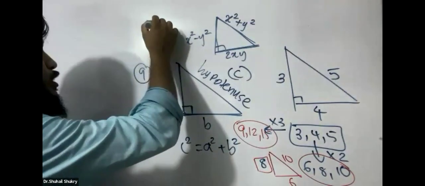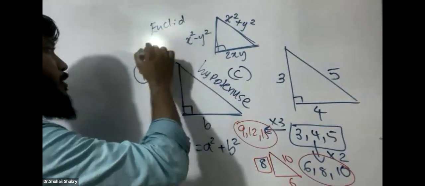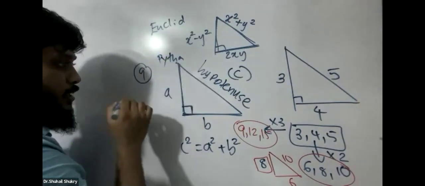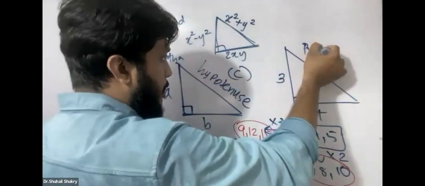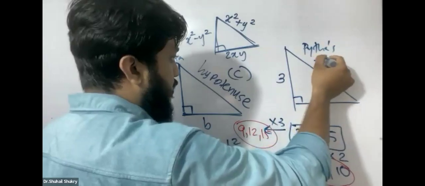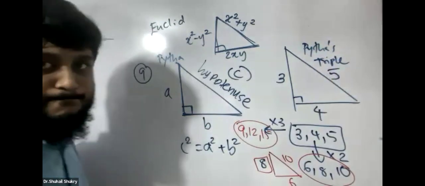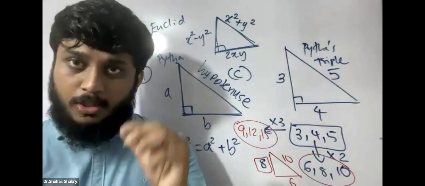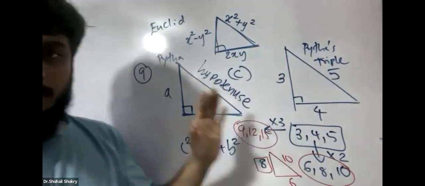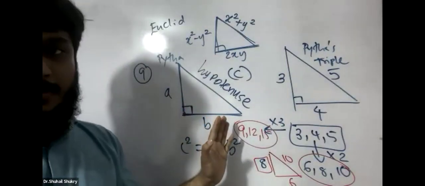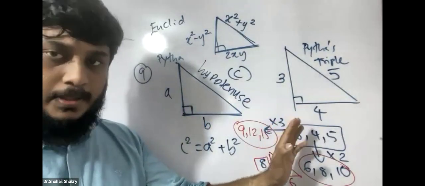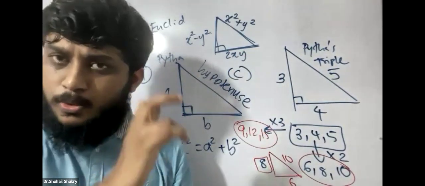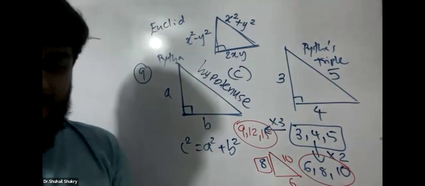This is Euclid parametric equations. This is the normal Pythagoras theorem. This is Pythagoras triple. So these are the three connections related to the right angle triangle, which is very important in geometry. One is the normal Pythagoras theorem, another is Pythagoras triple, and another is Euclid parametric equations. Make sure you mark these things under Pythagoras theorem.